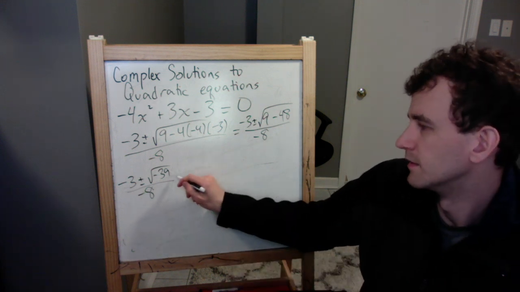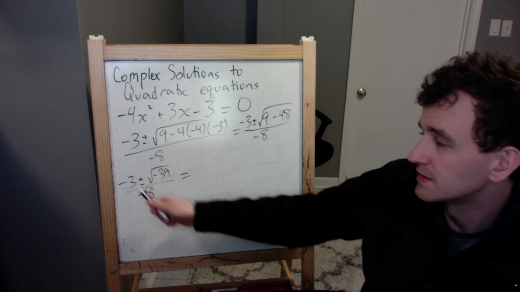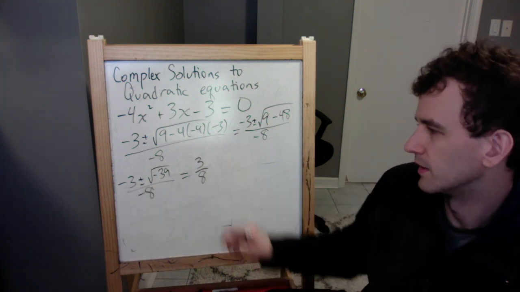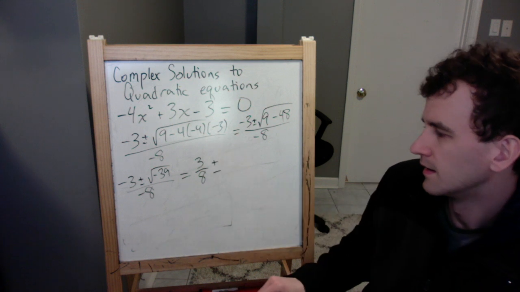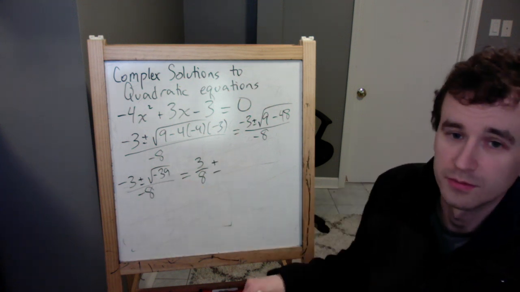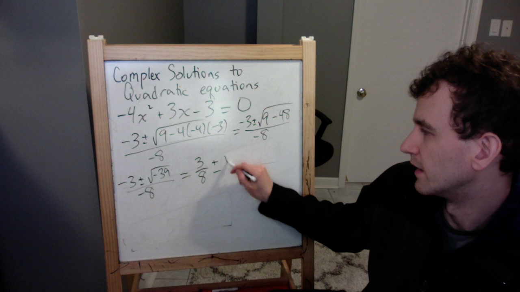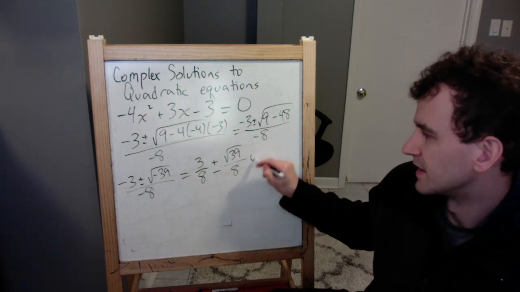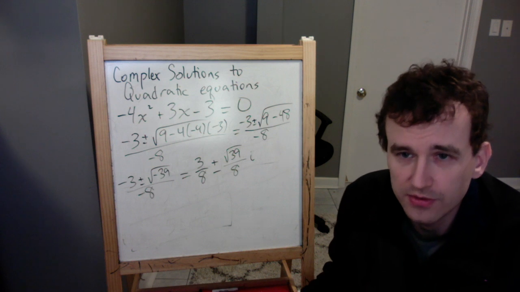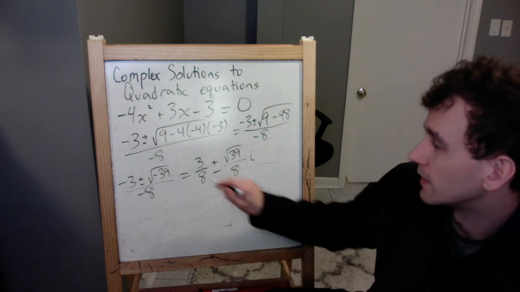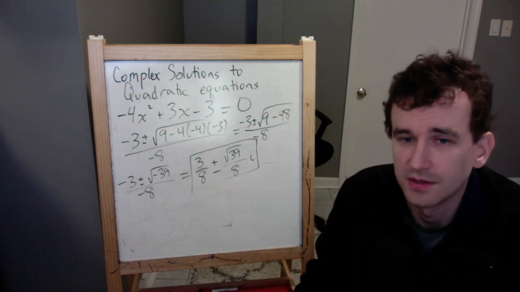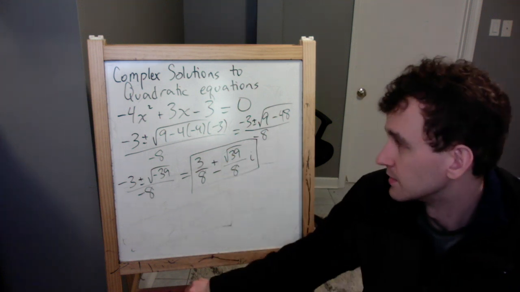And we do that piece by piece. Negative 3 over negative 8, those negatives would cancel out. It gives you 3 over 8 plus or minus root 39 over 8. And that negative under the root comes out as i. 39's only factors are 13 and 3, which aren't perfect squares. So that one doesn't simplify at all. But that is your standard form answer for your complex solution to the quadratic equation.